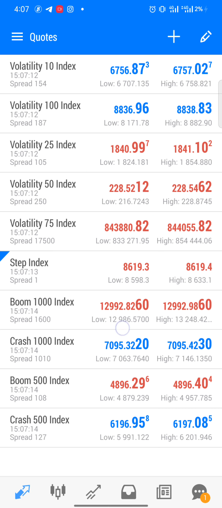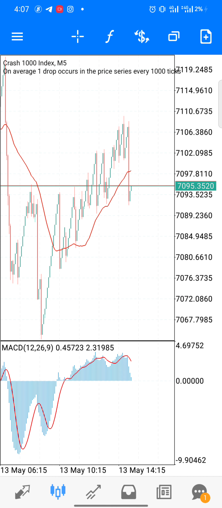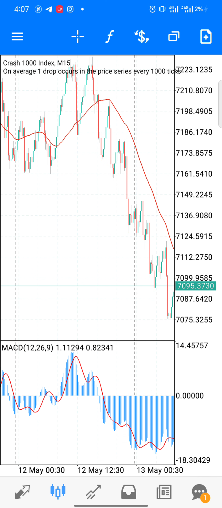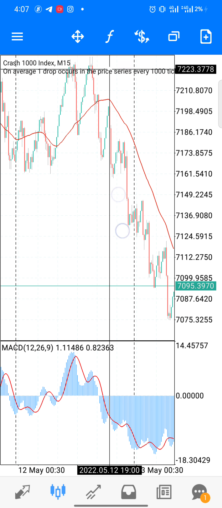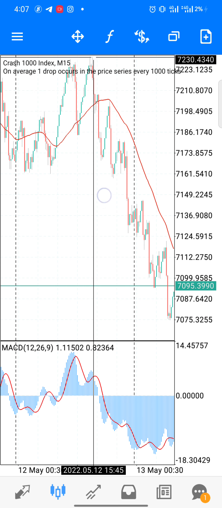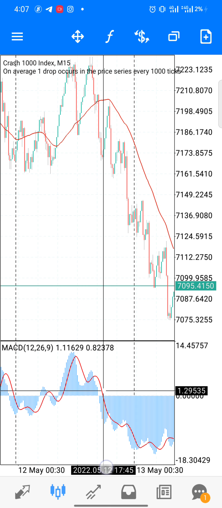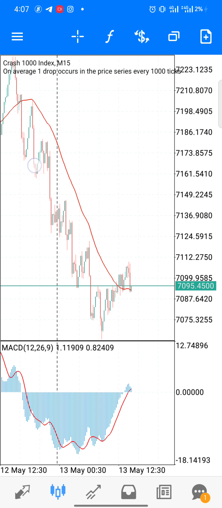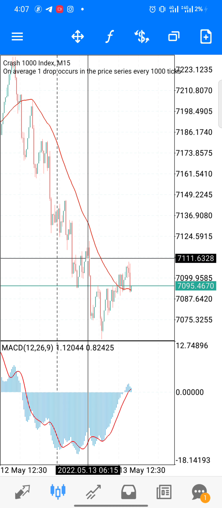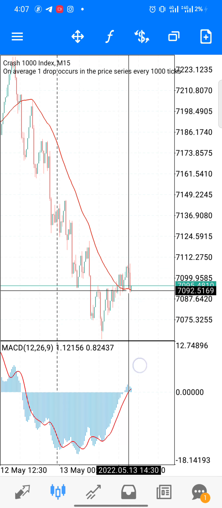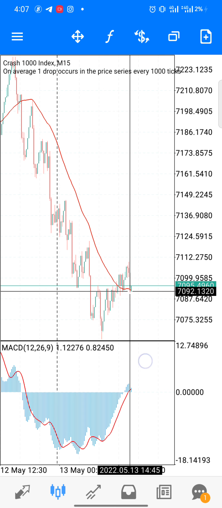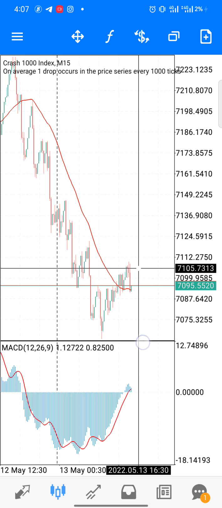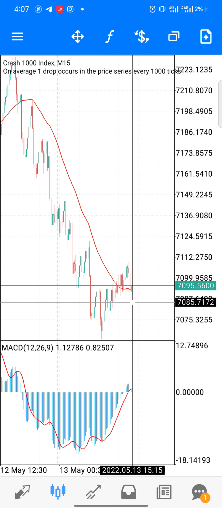So I hope you guys understand this strategy. Let me just explain it on the Crash 1000 index. For Crash 1000 index, the same principle, the same rules. The moving average crosses above the chart and the MACD is below the zero level, it indicates a sell. As you can see, the strategy has a stop loss. So at this point, this is a very nice time for me to buy because I can see the moving average crossing below the chart, which indicates a buy, and the MACD above the zero level.